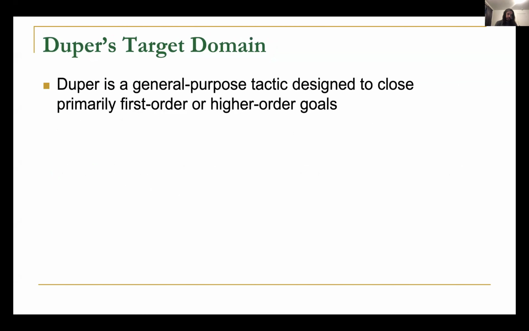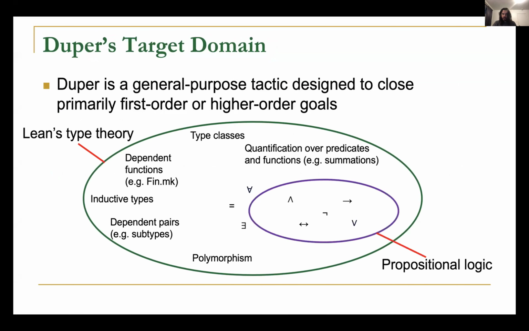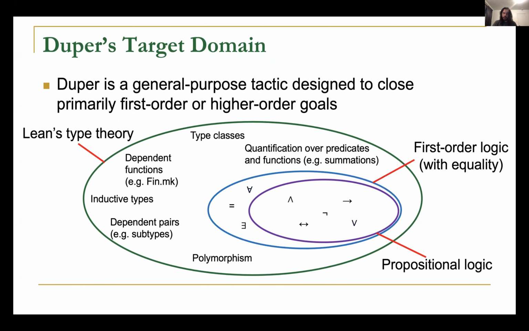Duper is a general purpose tactic designed to close primarily first order and higher order goals. What do I mean by this? Here's Lean's overall type theory. It's a dependent type theory with inductive types and support for type classes. As we can see, Lean supports a ton of different things of varying complexities. The simplest stuff we have here belongs to propositional logic. That includes our basic logical connectives like and, or, not, and implies. If we take propositional logic and add quantification over non-logical objects, we get a many-sorted first-order logic.